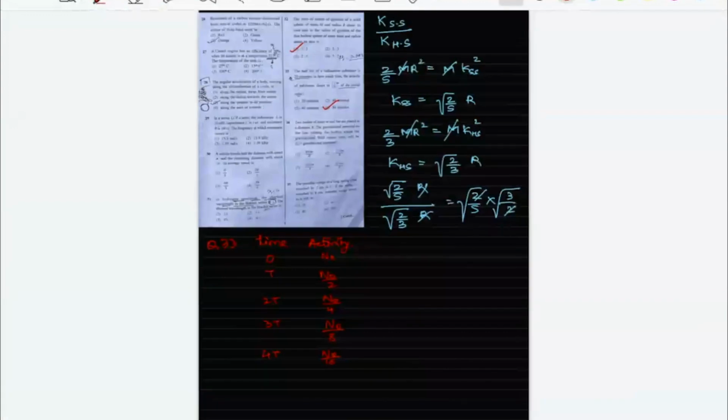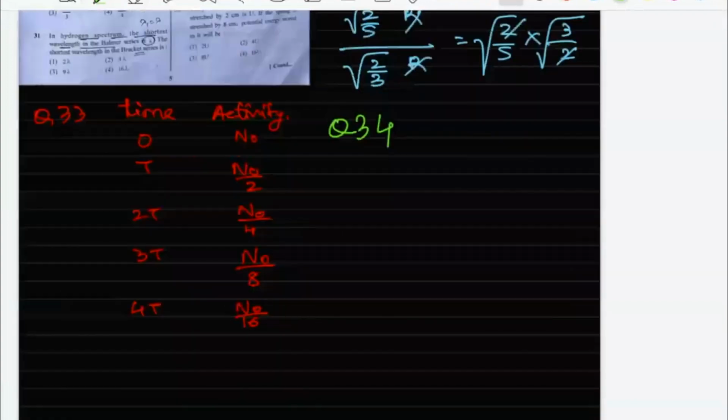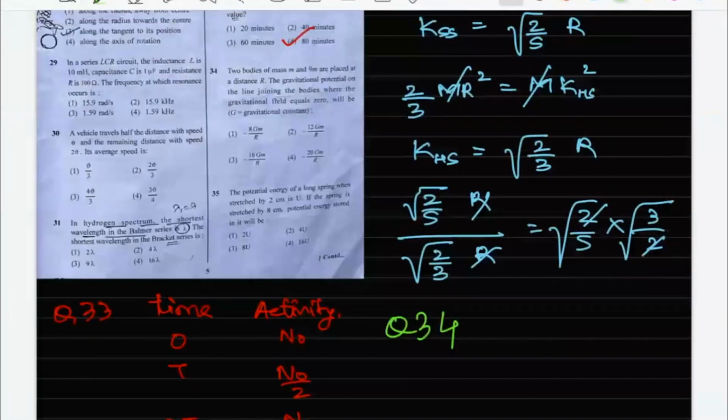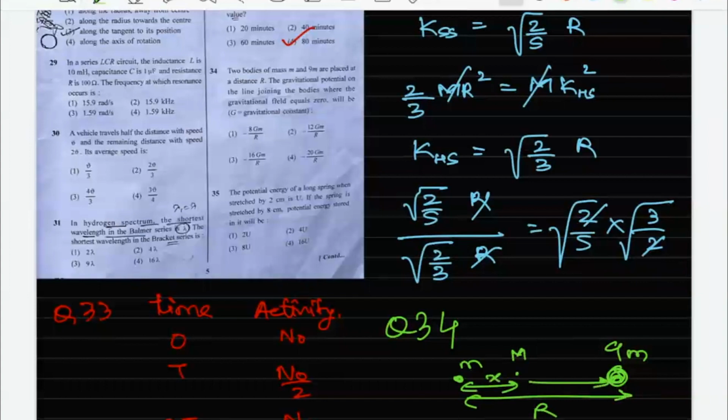Question number 34, gravitation question. So two bodies of mass m and 9m, bigger body 9m, placed at distance r. The gravitational potential on the line joining the bodies where the gravitational field equals 0. So suppose there is some point here where there is some capital M mass kept, and let the distance be x. So this is r minus x, and here the field is 0. So where is this point?